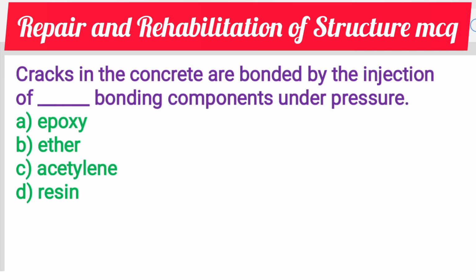Next question. Cracks in the concrete are bonded by the injection of dash bonding component under pressure. Option A epoxy, option B ether, option C acetylene, option D resin. So the correct answer is option A, epoxy.